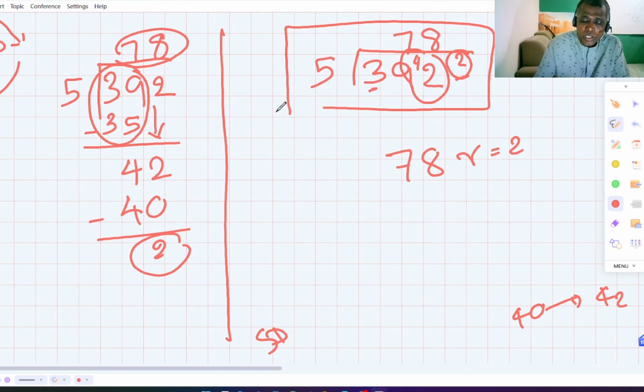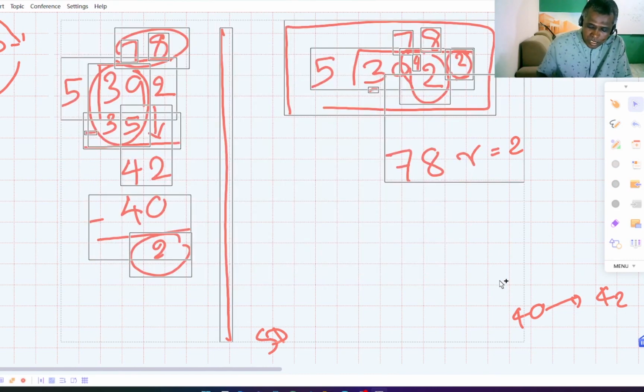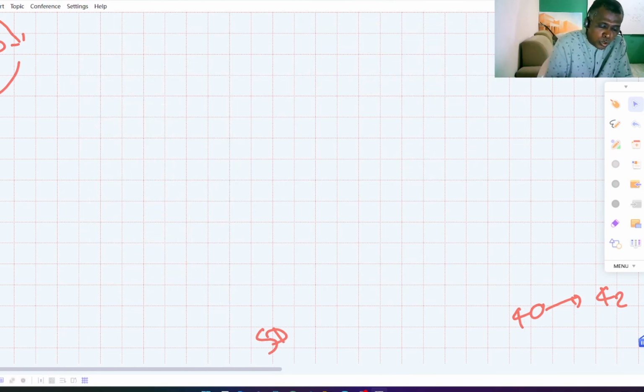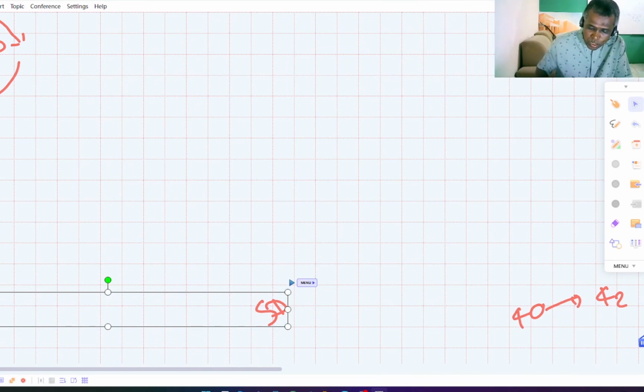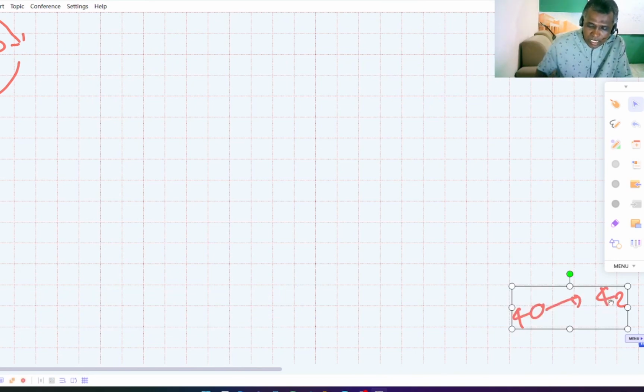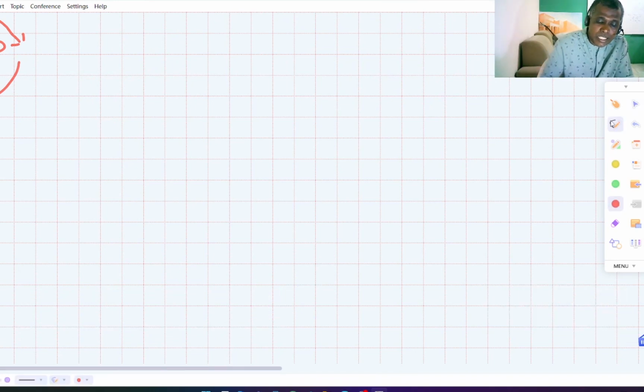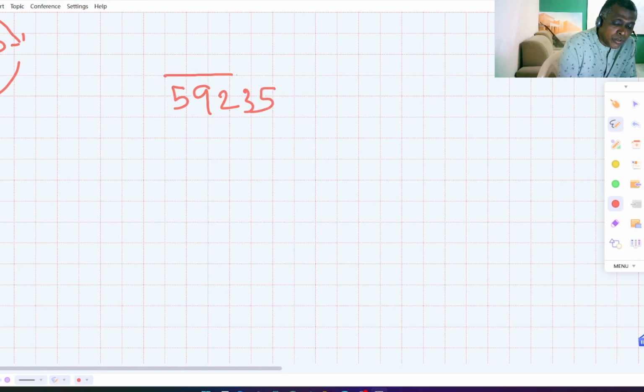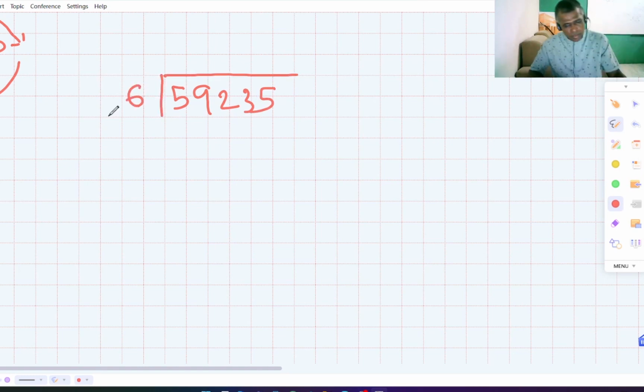Let's do one more question. I will solve this. I will keep this one. This time I am not going to do the long division method. We are doing just the short division method. Okay. Let's write one number: 59235 divided by 6. We want to divide this number by 6.